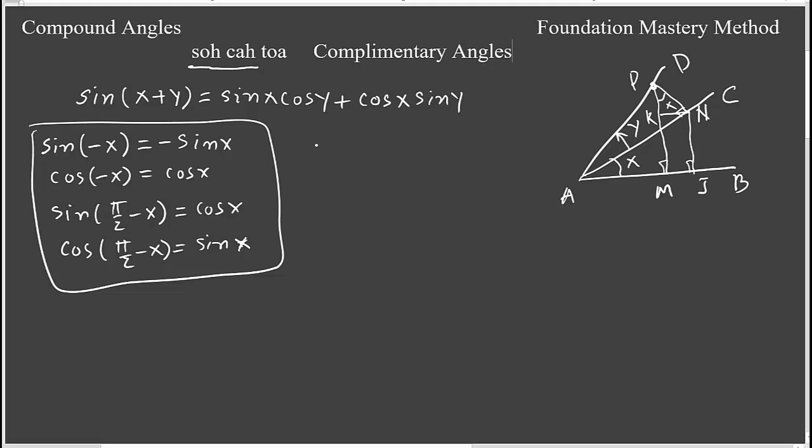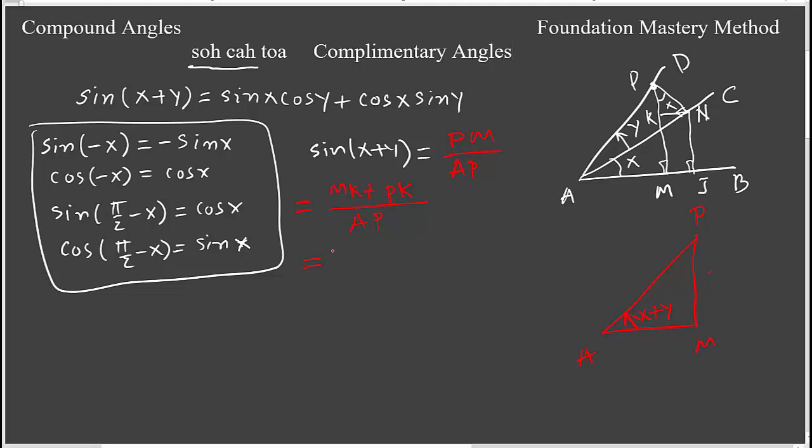Now what will be my sine x plus y? We isolate the triangle AMP here. So this angle here is x plus y. Now when I say sine x plus y, I need to take the opposite, which is PM, divided by the hypotenuse, which is AP. So if you look at line PM, it can be written as MK plus PK, so you split it like that.